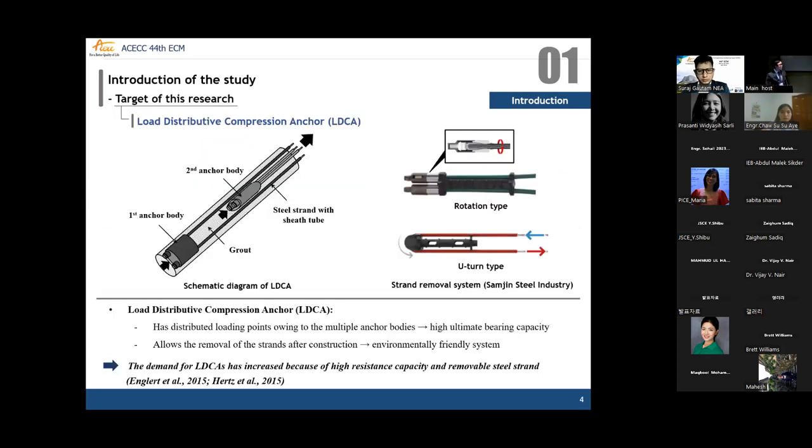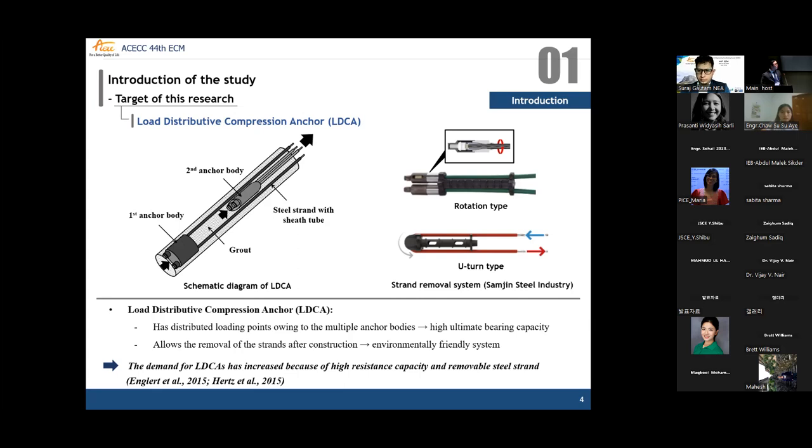Depending on the load transfer behavior, various types of ground anchor have been proposed. Recently, the demand for LDCA, load distributive compression anchor, has increased because of high bearing capacity and removable steel strand. The left figure shows the schematic diagram of LDCA. LDCA consists of multiple anchor bodies along the anchor length, and the strand is connected to each anchor body independently.